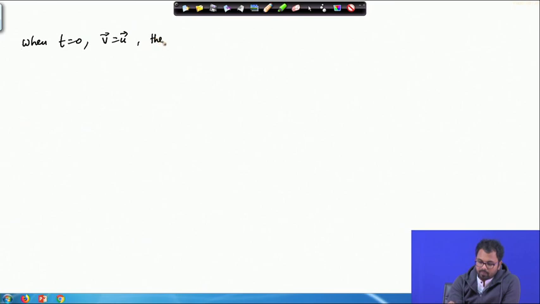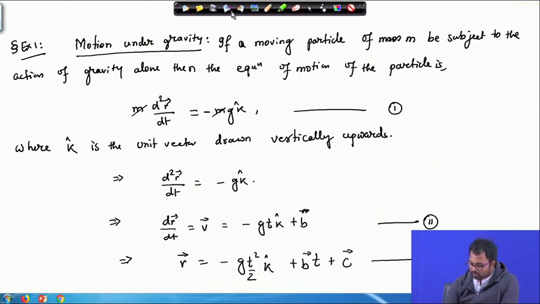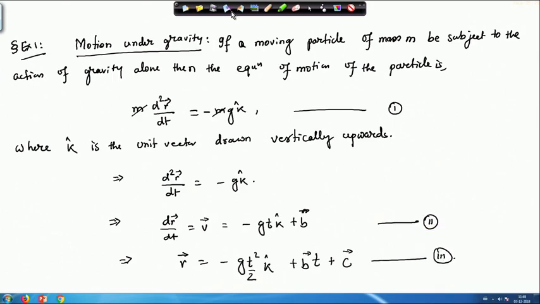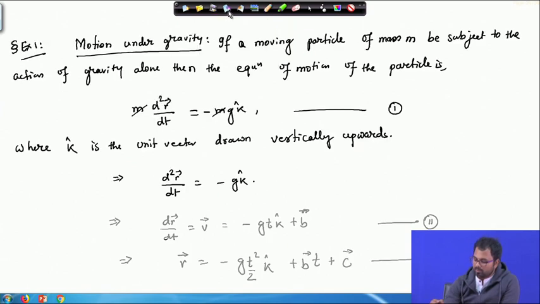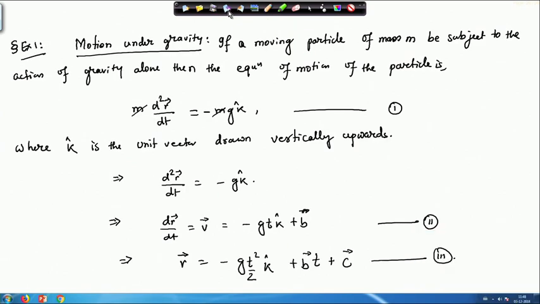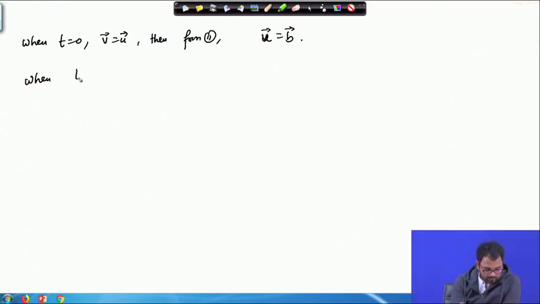Then from equation 2, v equals u, the gt term will be 0, and we get u equals vector b. So, I can substitute u in the next equation. Now, when t equals 0, the vector r will be 0, because the particle is not moving yet. So, at that time the position vector r would also be 0.